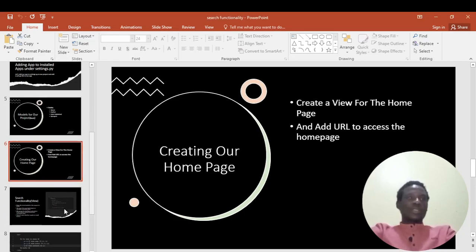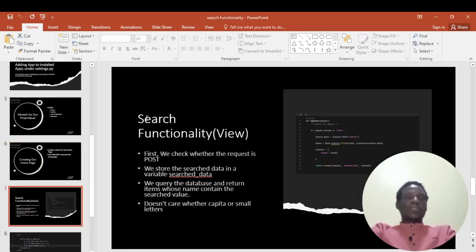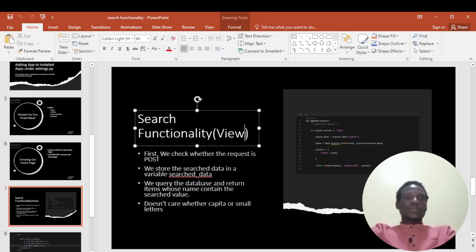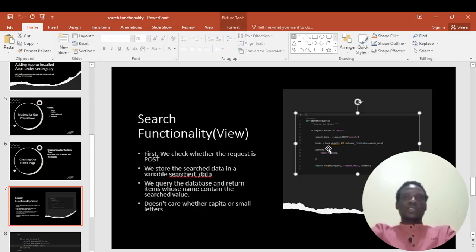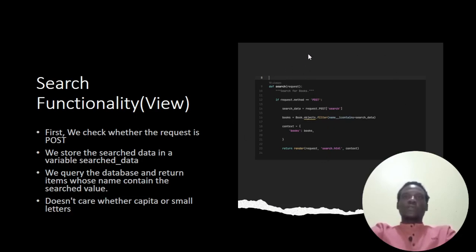So we've created our home page. Then we are going to create the search functionality view. So the view for the search functionality, as you can see, let me try zooming the presentation. So this is what is going to be our view. So we are going to create a search view. Then we'll check whether the request is post. So search functionality uses the post request because we are sending some data to the database to be checked.